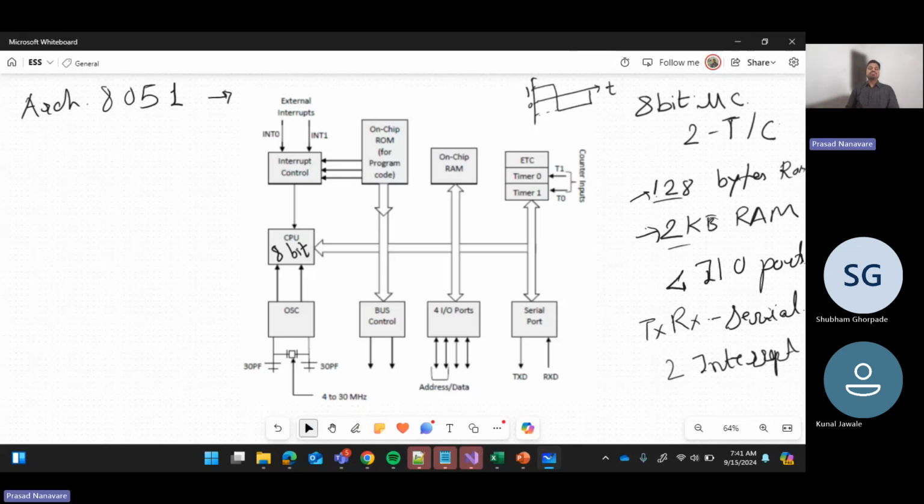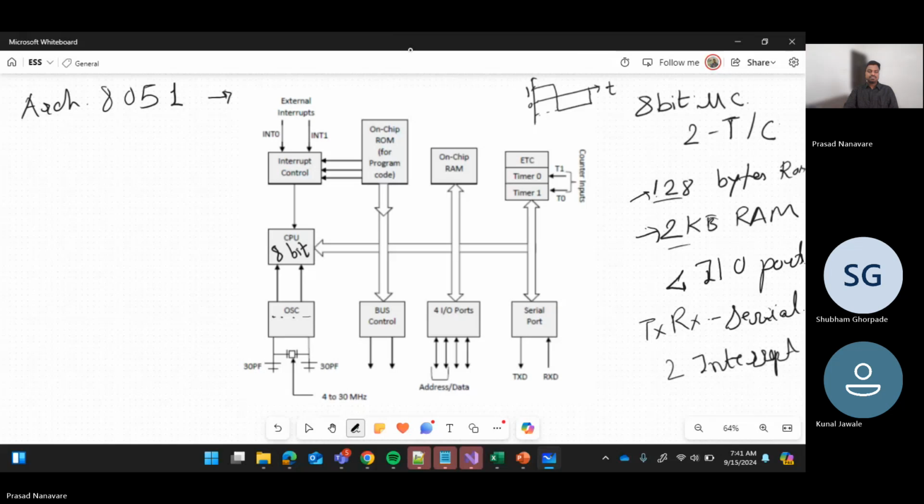So basically, this is a digital circuit, right? Processor is a digital circuit. So how does this digital circuit work? It works on a certain signal, which is called a clock signal. This clock signal is a square wave of 1s and 0s, you can say. That is fed to this CPU with the help of this oscillator.